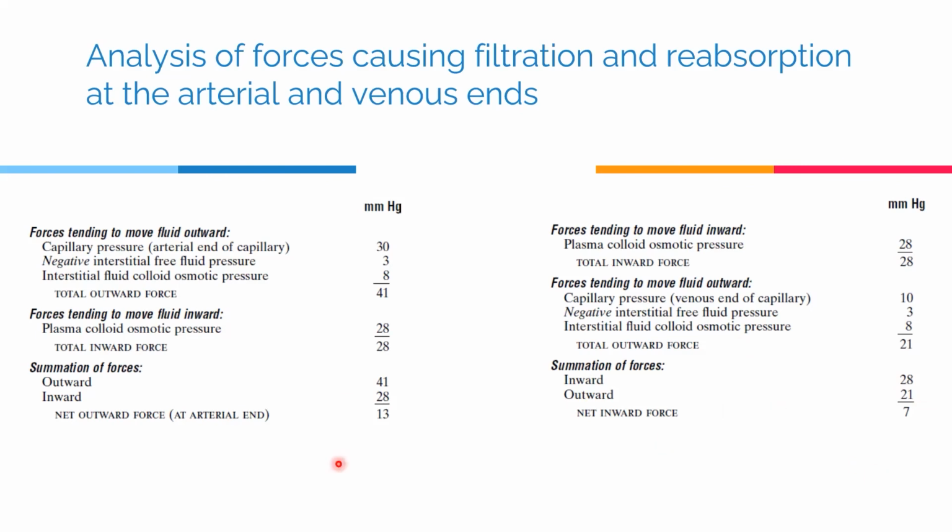Hence, at the arterial end, there is an outward force which tries to push substances out of the capillary, whereas at the venous end, there is an inward force that pushes substances back into the capillary itself. On observing this point, E.H. Starling pointed out that under normal conditions, a state of near equilibrium exists in the capillary membrane. That is, the amount of fluid filtering outward from the arterial end of the capillary equals almost exactly the fluid returned to circulation by absorption at the venous end.